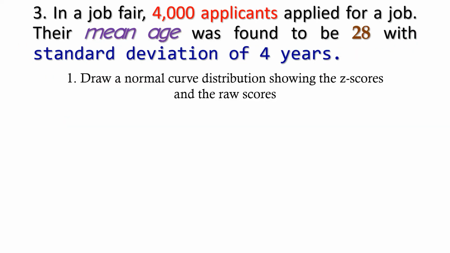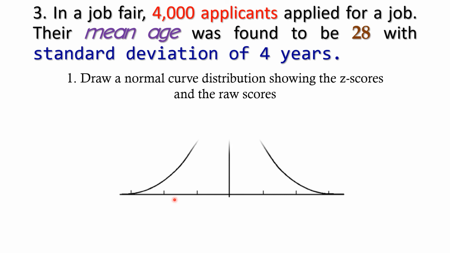Okay, let's proceed. In a job fair, 4,000 applicants applied for a job. Their mean age was found to be 28 with standard deviation of 4 years. Our task here is to draw a normal curve distribution showing the z-scores and the raw scores. Of course, the first thing to do is to draw a normal curve and put the labels for the z-scores. Take note that at the center of the curve lies the mean. And in our given, we have here the mean age, which is 28. So we write here the number 28 as the mean age.